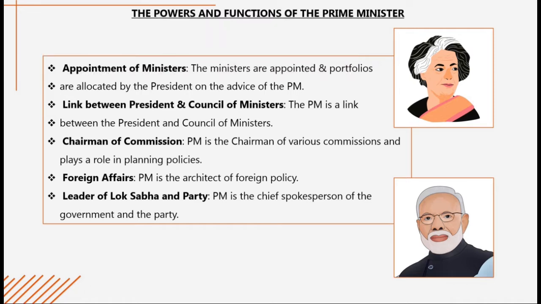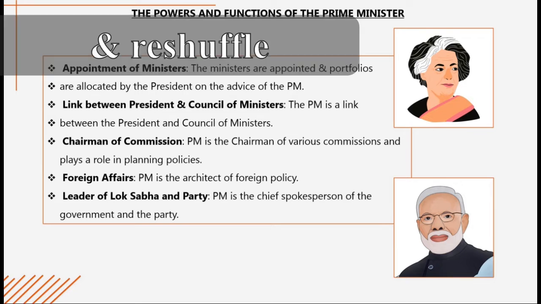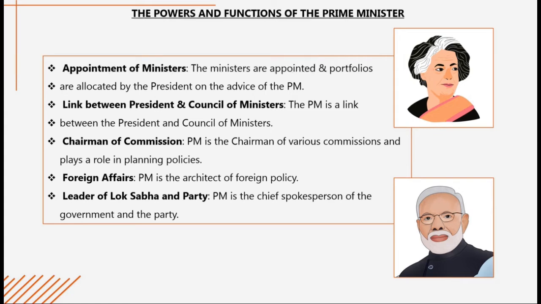B. The Prime Minister has the authority to reconstitute and reshuffle the ministry. For example, Prime Minister Narendra Modi on July 2022 reshuffled his ministry. C. The Prime Minister has the authority to ask ministers to resign or advise the President to dismiss the minister.